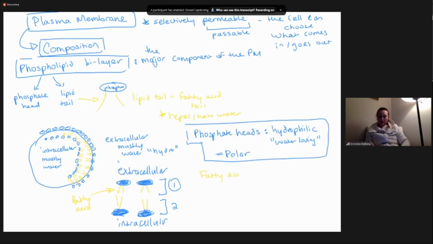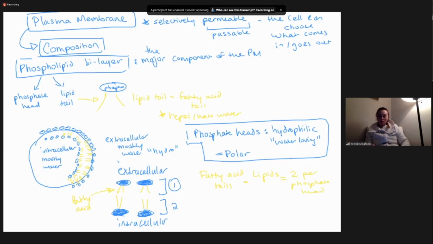So what about fatty acid tails? Fatty acid tails are also called lipids, right? They're a type of lipid. We'll get into that. There are 2 per phosphate head.